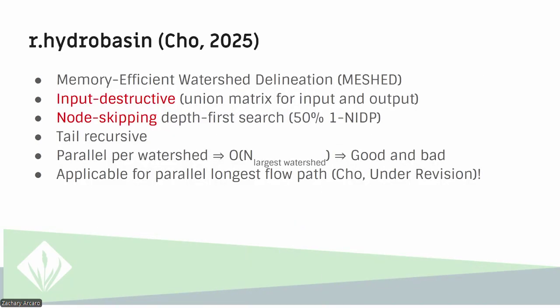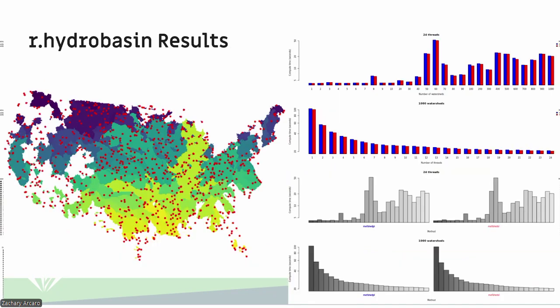And r.hydrobasin: for that 64 gigabyte limit, I use input destructive, meaning I just have one matrix, an input and output union matrix. I started with input data only, and then I overwrite that input as I compute output. So it reduces the memory usage.